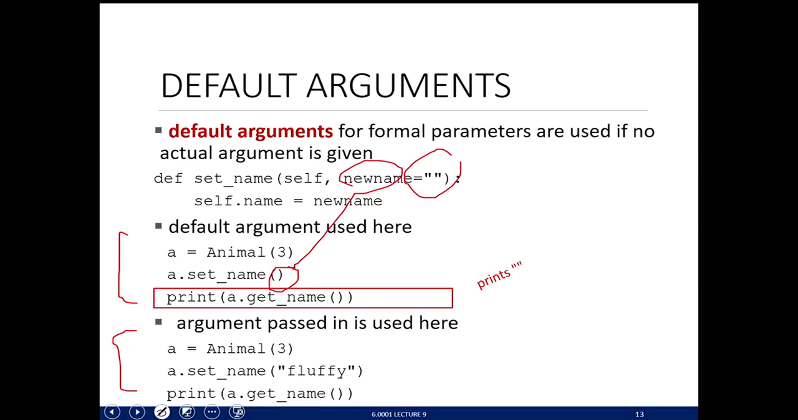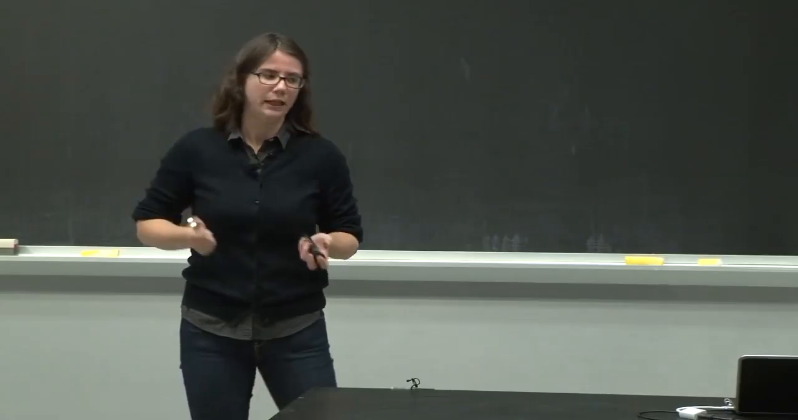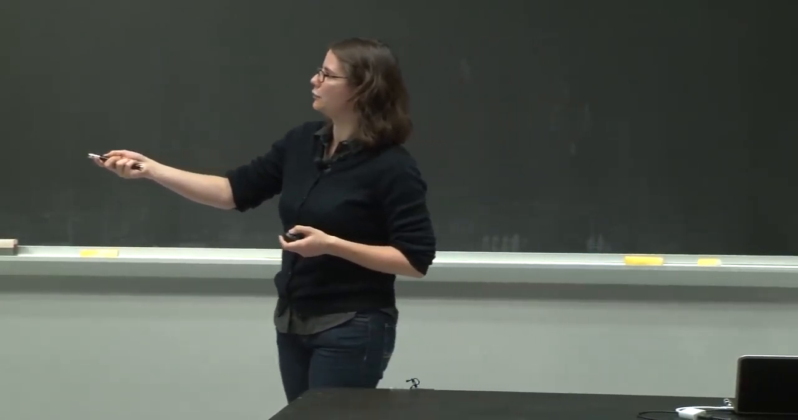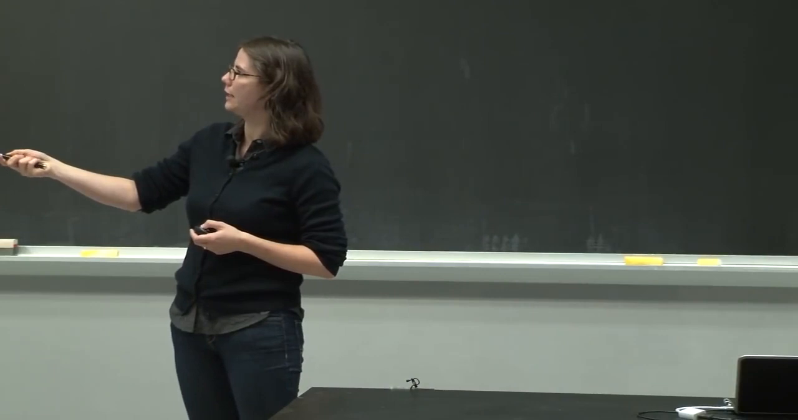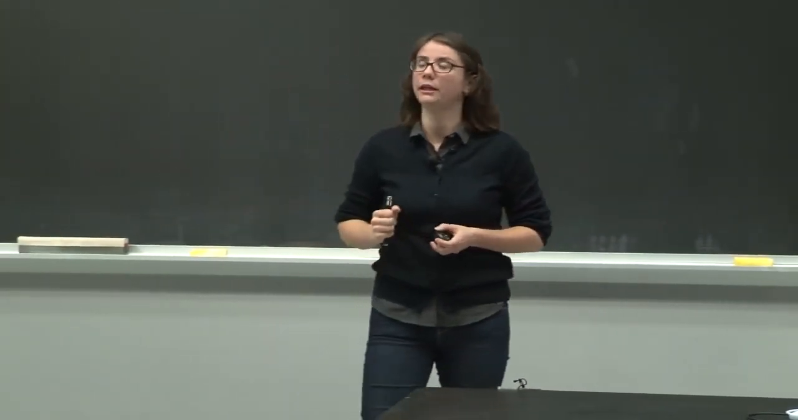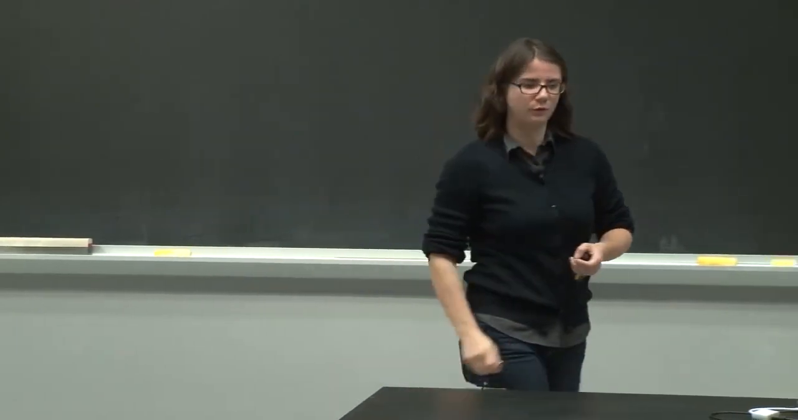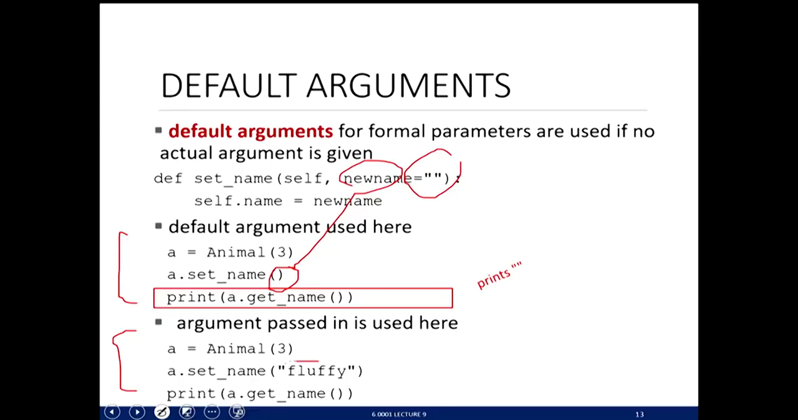Okay? If you do want to pass in a parameter, you can do so as normal. So you can say a is equal to animal3, a.setName, and then pass in a parameter here. And then new name is going to be assigned to whatever parameter is passed in, like that. Whatever you pass in overrides the default argument, and everything is good. So when I print a.getName, this is going to print out the name that you've passed in.